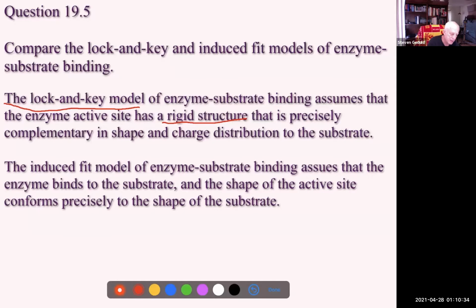The induced fit model of enzyme substrate complex assumes that the enzyme binds to the substrate. The shape of the active site conforms precisely to the shape of the substrate. Okay. So your active site conforms precisely, but it's induced, it changes. When the enzyme binds to the substrate, the shape of the active site changes to match the shape of the substrate.